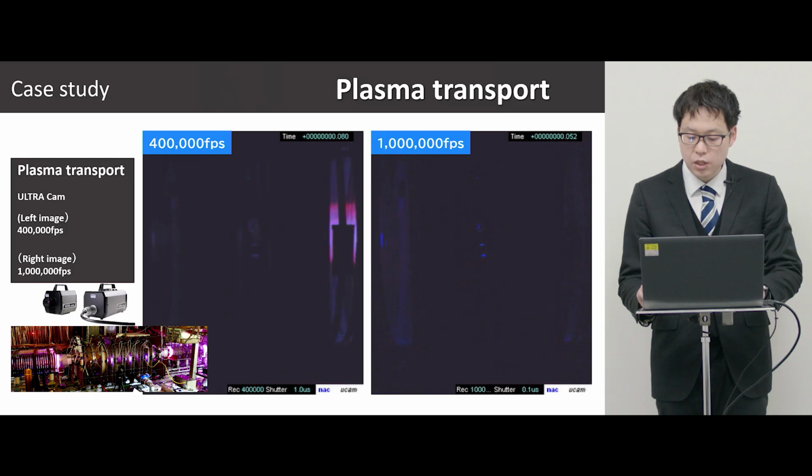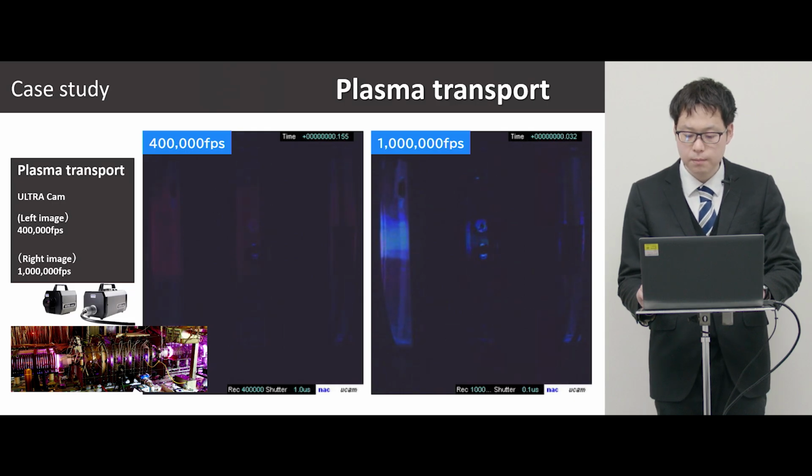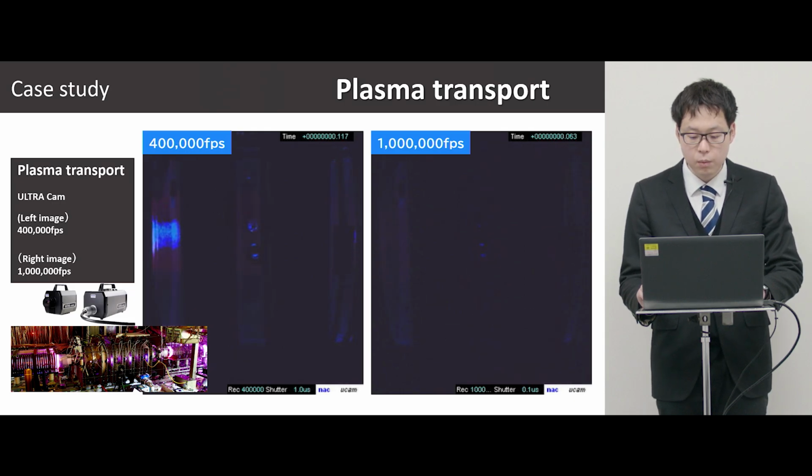Additionally, research is in progress on technology to transport plasma generated by the nuclear fusion using the magnetic field. This sample video was captured at 400,000 to the 1 million frames per second using the ultracam.